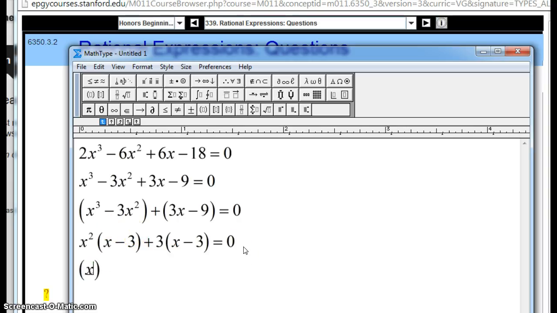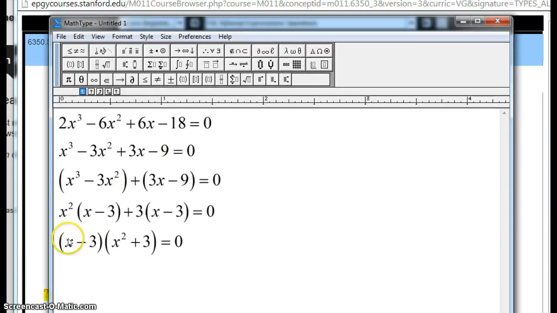And we can actually factor out this x minus 3. And what that looks like is x minus 3 times x squared plus 3 equals 0. So now this is much easier to solve, right? So when is this multiplication problem 0? Well, it's either when this quantity is 0 or when this quantity is 0, so we can evaluate each individually, right? So x minus 3 is 0 when x equals 3, and x squared plus 3 equals 0.